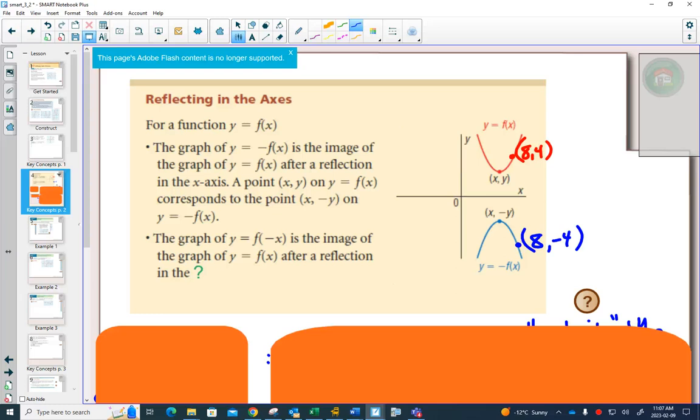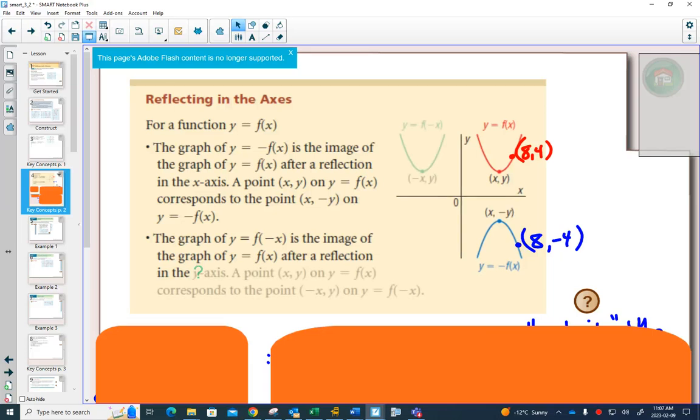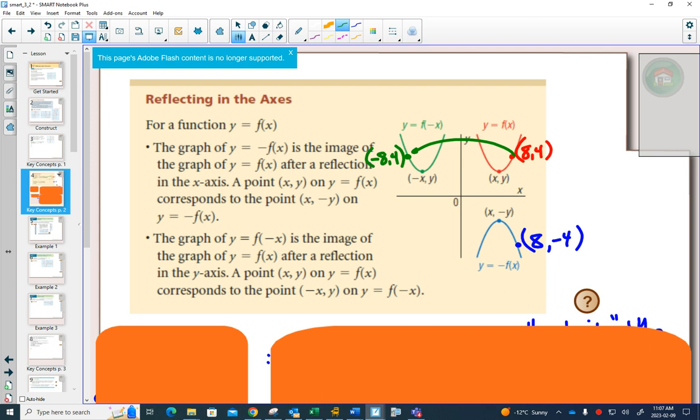Similarly, if you had the negative inside the function, like f of negative x, now everything inside is horizontal. This will do the same thing, but now it will multiply your x-coordinates by negative 1. It will reflect it over the y-axis, like this. And if you imagine that point (8, 4), if it gets flipped over, it would now be at (negative 8, 4). And only the x-coordinate would get changed.